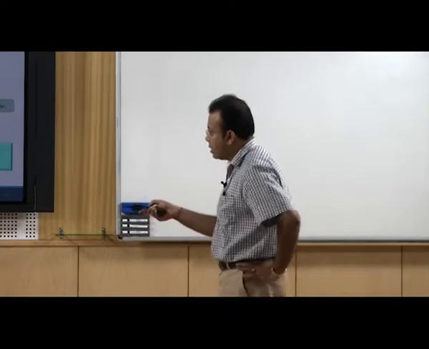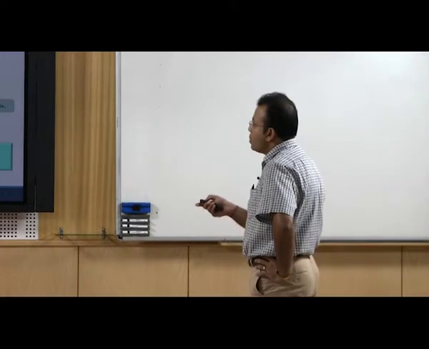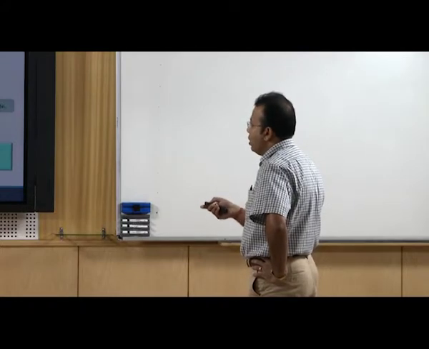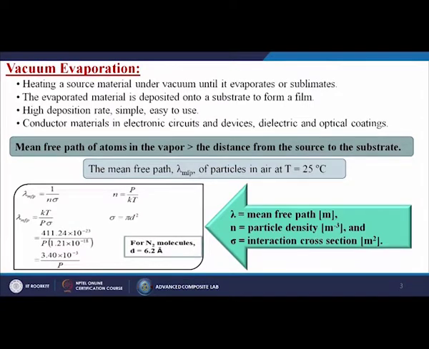So, what is the physics behind it? Heating a source material under vacuum until it evaporates or sublimates. The evaporated material is deposited onto a substrate to form a film. It has a high deposition rate and is simple and easy to use. Conductor materials in electronic circuits and devices, and dielectric and optical coatings, can be made by vacuum evaporation.